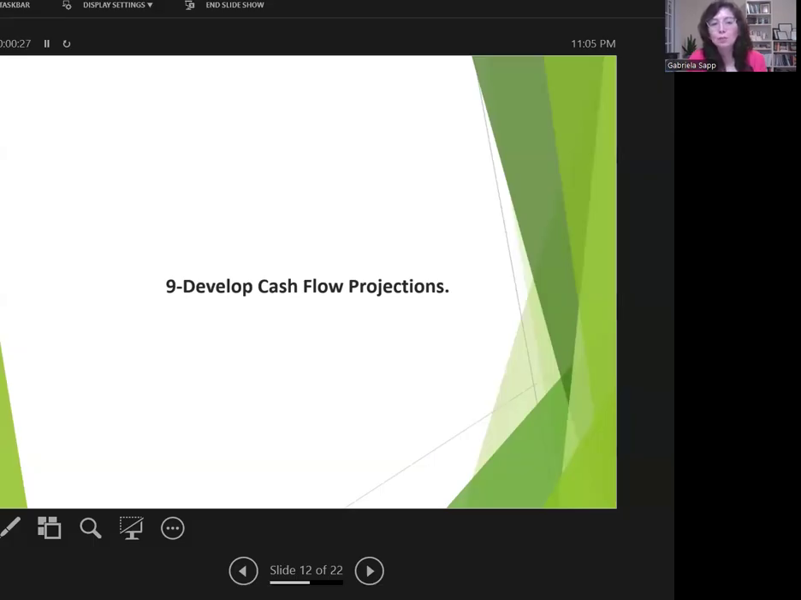Number 9, developing cash flow projections. Cash flow projections will help you anticipate potential cash shortages or surpluses in the future. This can help you make informed decisions and take proactive steps to address any upcoming challenges. To develop cash flow projections, first, you have to prepare a budget.